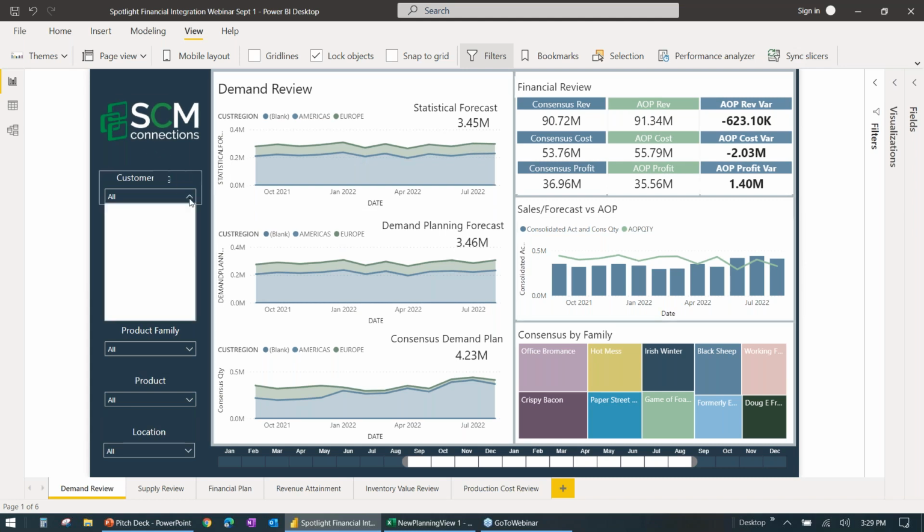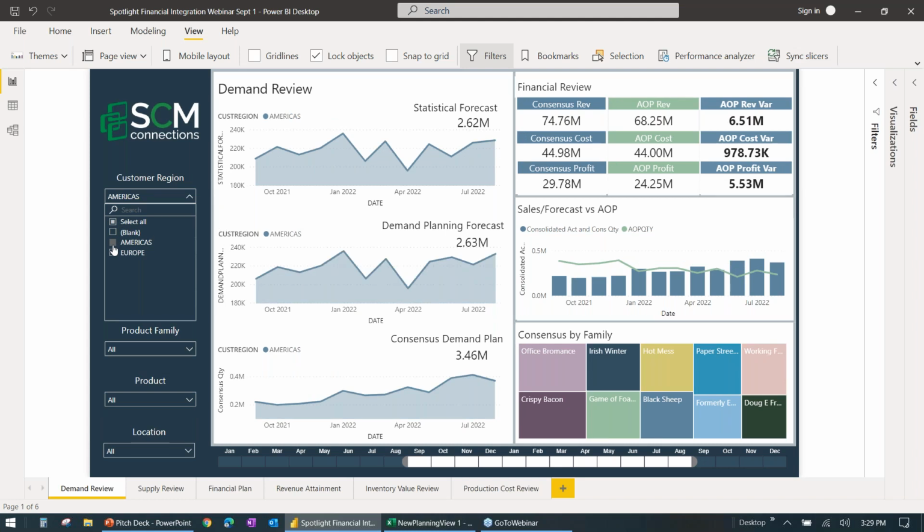So I can just go down and say I want to look at everything in Americas for that time horizon. It tells me I'm sitting at 2.62 million, and this is my consensus demand plan. My revenue for the next 12 months is going to be 74.6 million on the consensus side. My cost, the landed cost of the DC, is going to be 44.98 million, and then my consensus profit, based on this current plan for the Americas, is going to be 29.878 million for the next 12 months.